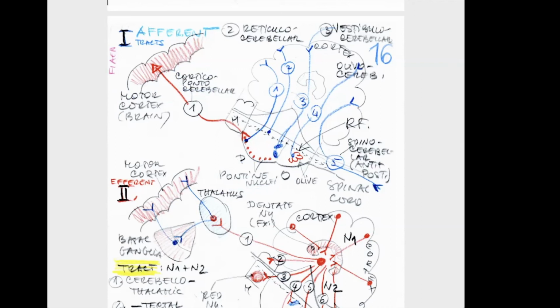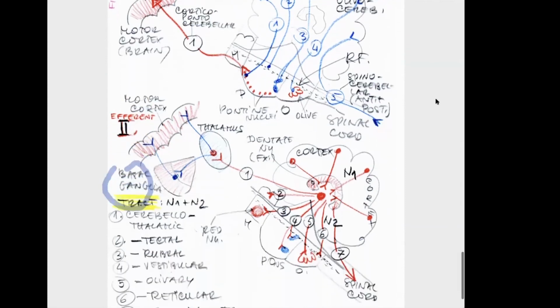And then there is also number 2, reticulocerebellar. We see the reticular network or reticular formation network situated in the tegmentum of the brainstem. So the last pathway is the reticulocerebellar. These are the ascending or afferent tracts reaching the cortex of the cerebellum. The next one are the motor descending pathways.